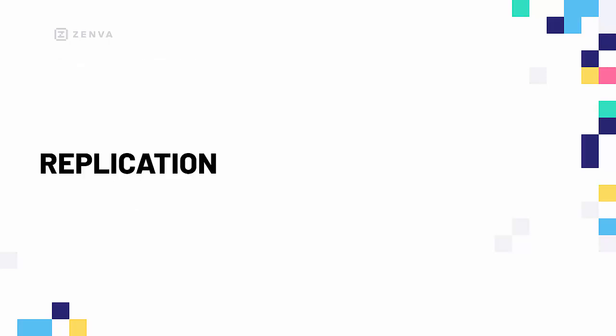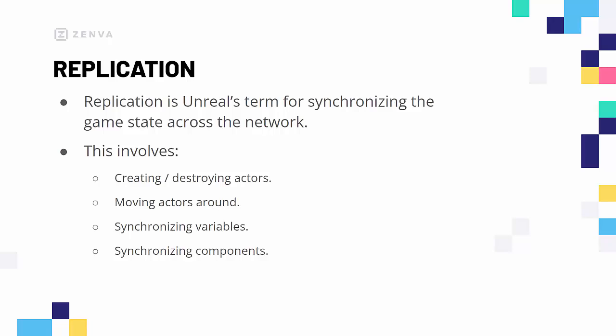Hey everyone, in this lesson we are going to be looking at getting multiplayer finally working inside of our Unreal project, and this is going to be done through a process known as replication. Now, once we have a server and client established, replication is what's going to allow us to basically exchange the game state and position and variables of everything in our game. So replication is basically Unreal's term for synchronizing the game state across the network. This involves creating/destroying actors, moving actors around, synchronizing variables, and synchronizing components. There are also a number of other things it does, but these are the main 4 that we need to worry about.